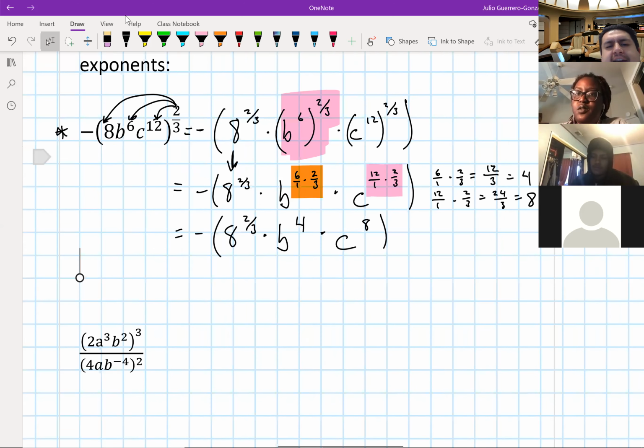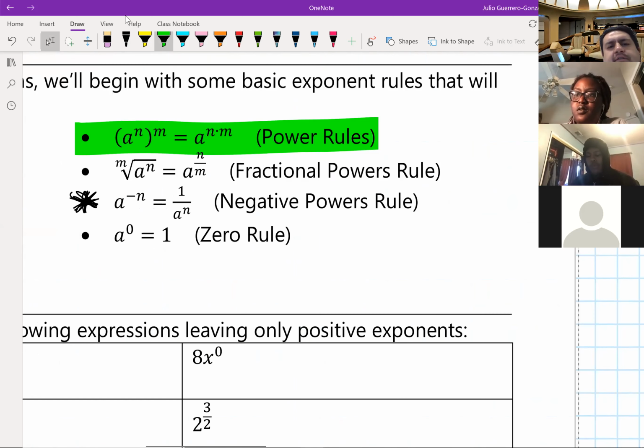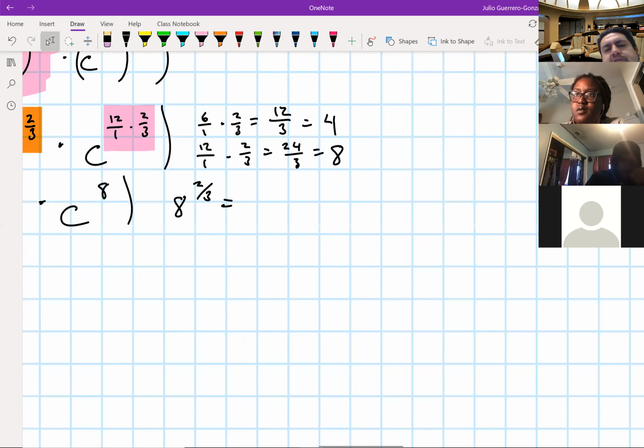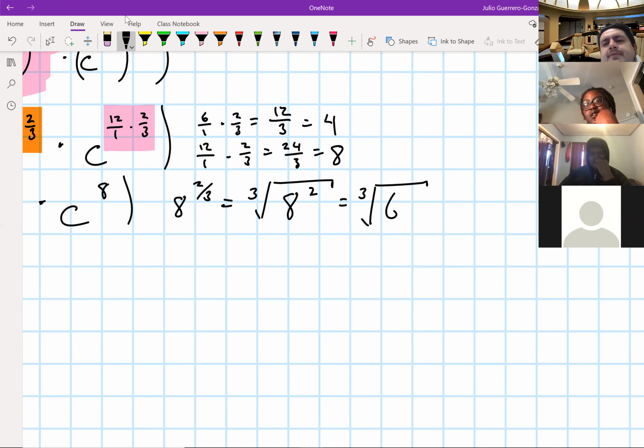So the last thing we have is 8 to the 2/3. This is one of the ones where we're going to be able to use that fractional exponent, and we're going to use it to hopefully make it a little neater. So now, 8 to the 2/3 is equivalent, if we use the rule, the cube root of 8 squared. What's 8 squared? 64. Right. It's going to be the cube root of 64.